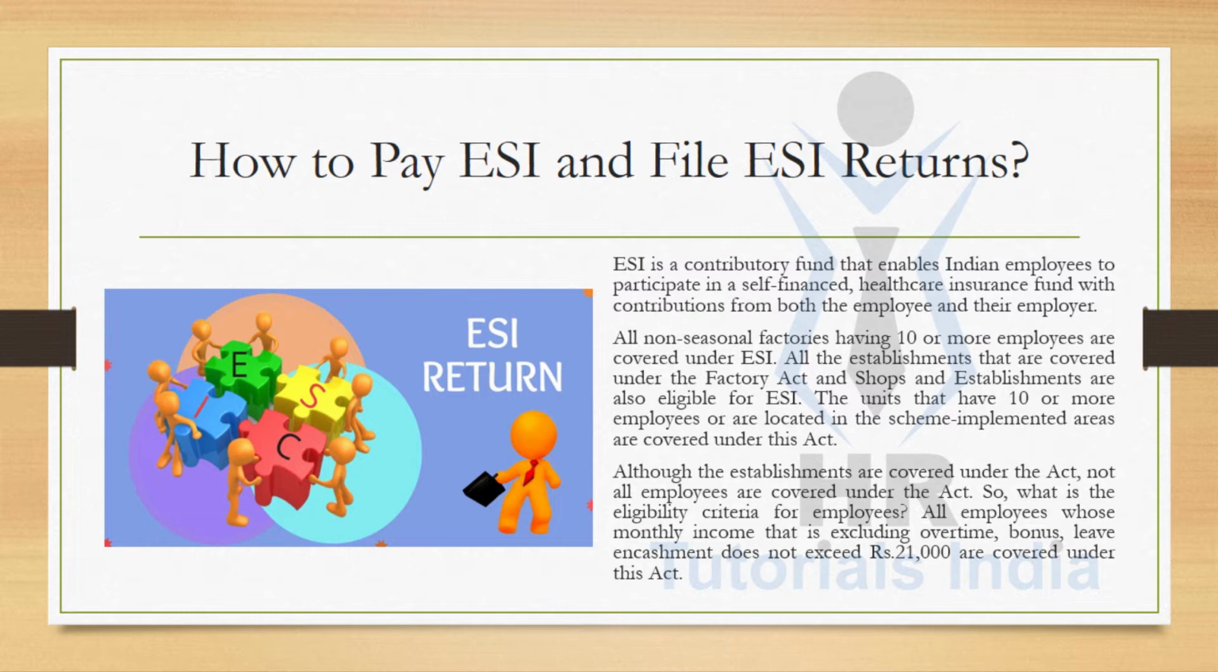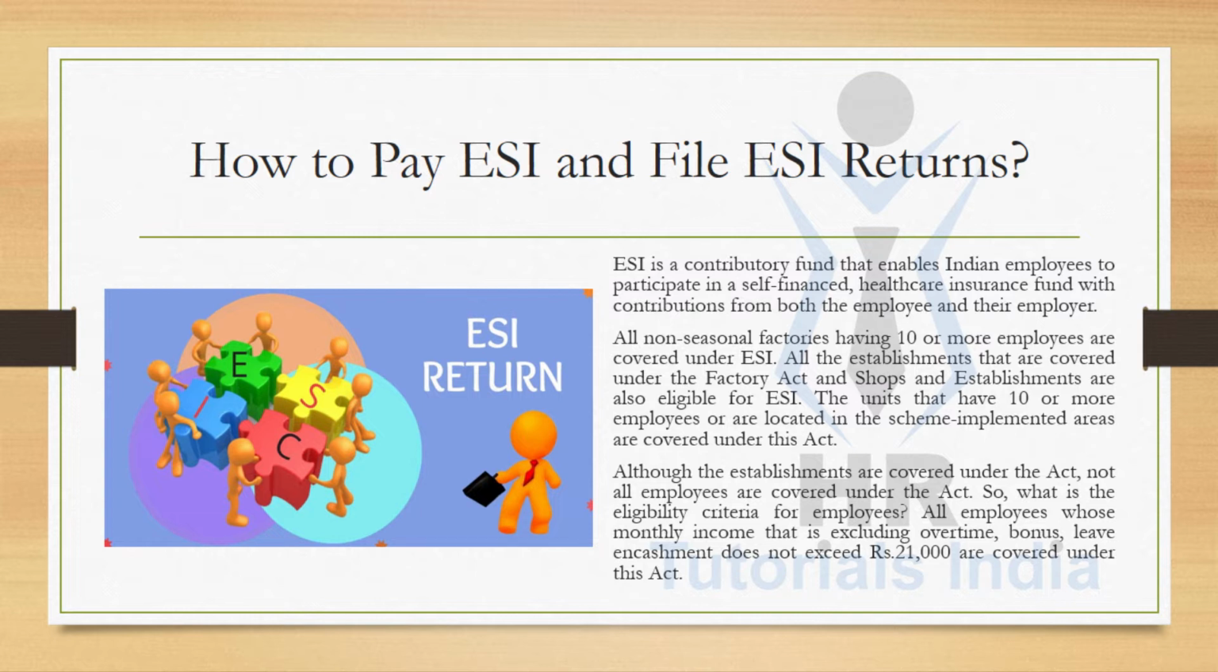So, what is the eligibility criteria for employees? All employees whose monthly income, excluding overtime, bonus and leave encashment, does not exceed 21,000 are covered under this Act. In simple words, ESI is a contributory fund from both employee and employer. Factories and shops and establishments are covered under ESI whose employee strength is 10 or more.